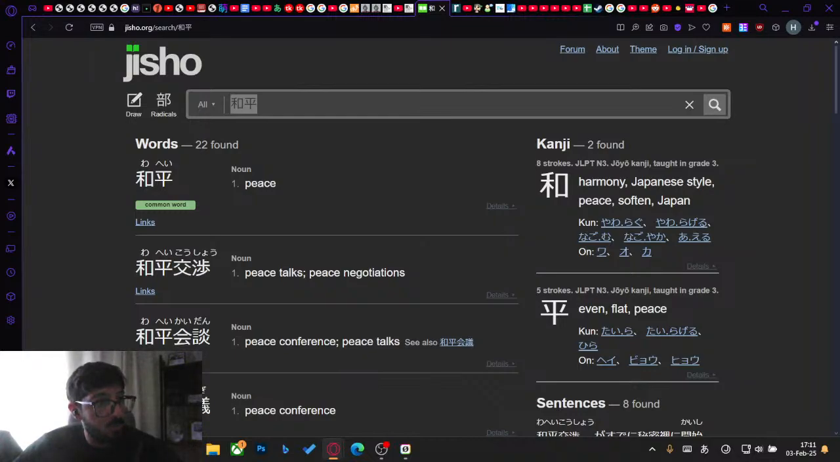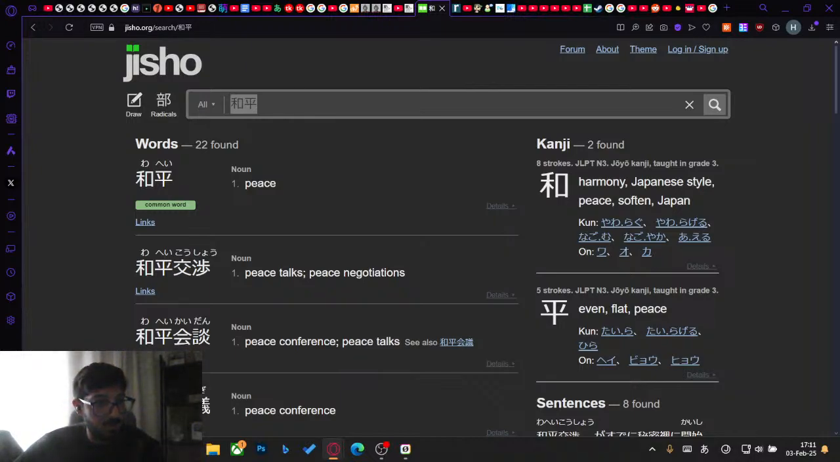So heiwa is a broader term for peace in a general sense, while wahei is more specific to the peace process or agreements between parties. Okay, so that's the answer. That is what GPT helped me with a lot. Okay, so this is the difference.